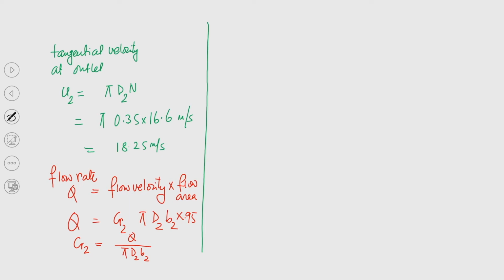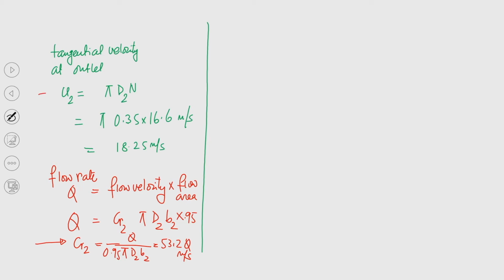So, this is 0.95. If we calculate it, we will be getting 53.2 cube meter per second. So, we know the flow velocity at the outlet from the data given in the problem statement. Now, the question is, if we know CR2, we know U2.